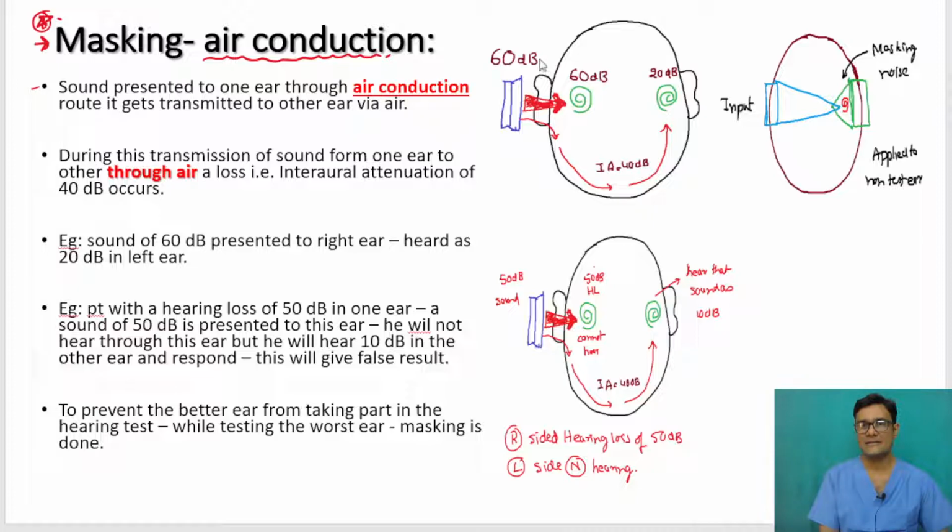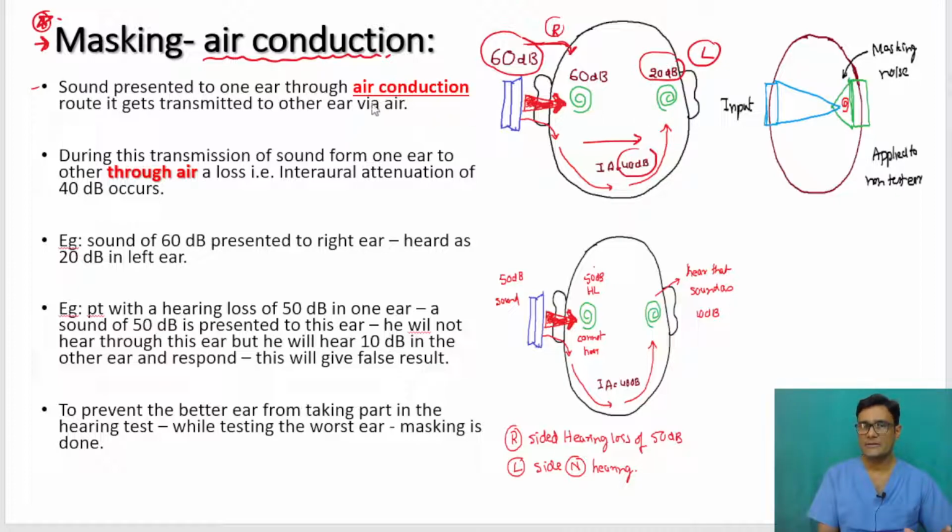When a sound is presented to one ear, that ear will hear it. Suppose we are presenting 60 decibels, the intensity of the sound, to the right ear. The right ear will hear it as 60 decibels. We are not giving any sound to the left ear, but the left ear will hear it as 20 decibels because there is an interaural attenuation of 40 decibels. So even if you are not presenting any sound to the left ear, it is taking part in the hearing test, and the sound that will be perceived by the left ear is 20 decibels.